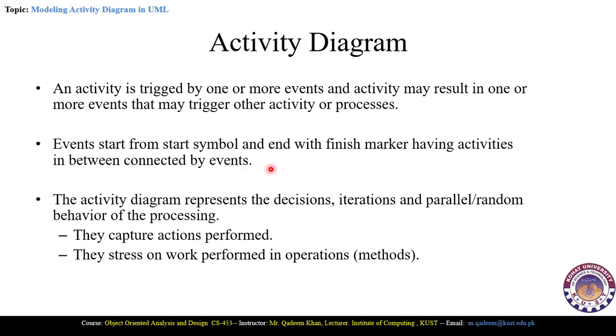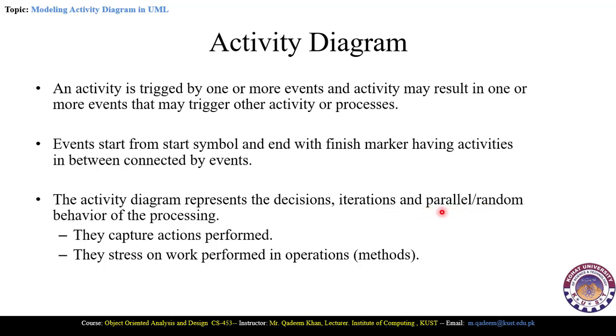So activity diagrams represent certain decision, iteration and parallel or random behavior of the process as well. The decisions are those symbols which decide whether this set of activities or an activity will be executed or not. Iteration represents the looping. So when the iteration is executed, that means a number of times that particular activities are executed, and sometimes parallel or random activities may be executed.